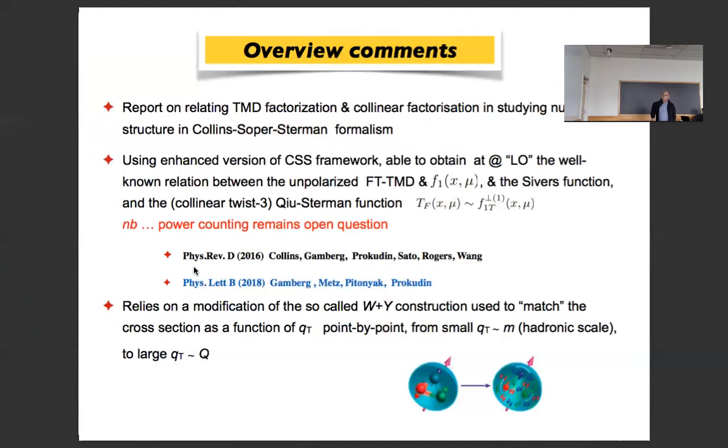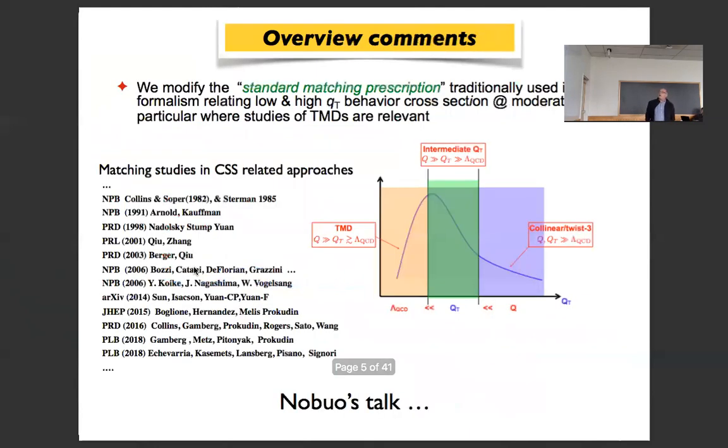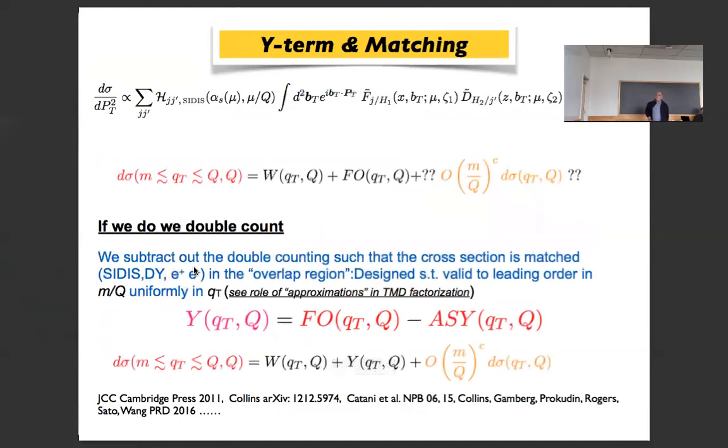A lot of this work relies on a modification of the W plus Y construction to match the cross section over qT point by point from small hadronic scales to large scales, in work done with John, myself, Alexei, Nabu, Ted, and Bowen Wang. We are not the only ones who worked on this subject. In fact, I'm sure I have left out as many people as I've mentioned here. There are different formulations and different methodologies, and it's an ongoing subject. I think Nabu is going to talk about this a bit, just one slide on this.